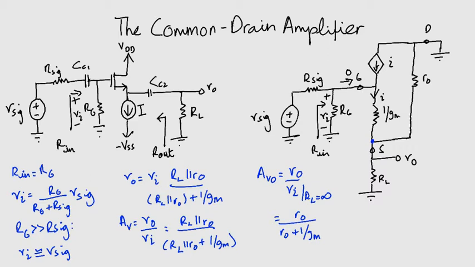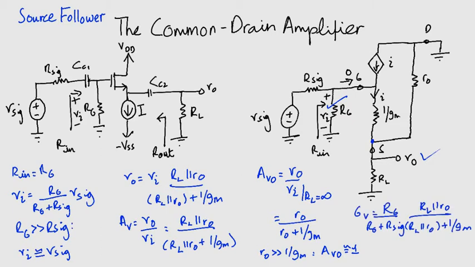Now, r0 is usually very large and much larger than 1/gm. This means Avo is almost unity. This means the voltage at the source, that is Vo, follows the voltage at the gate, that is Vi. And this is why this circuit is known as source follower, a very popular term. Now the overall voltage gain can also be written, and this also approaches unity for Rg much larger than Rsig, r0 much larger than 1/gm, and r0 also much larger than RL.